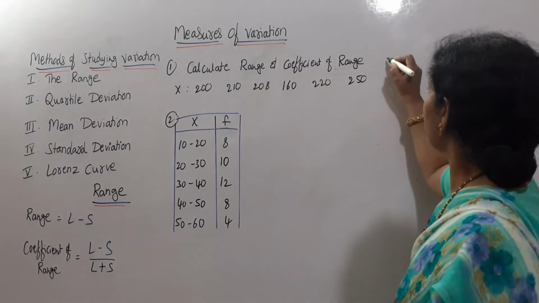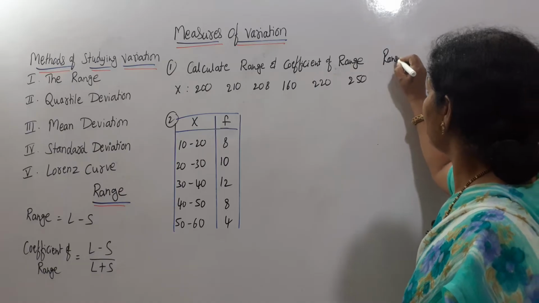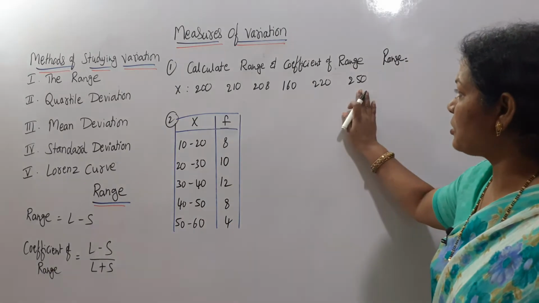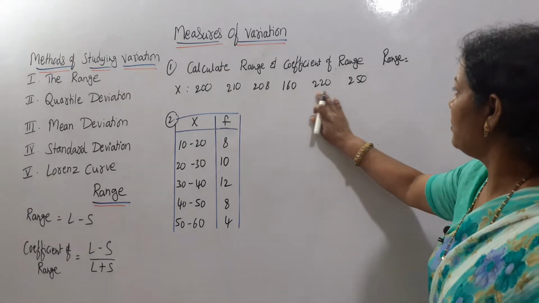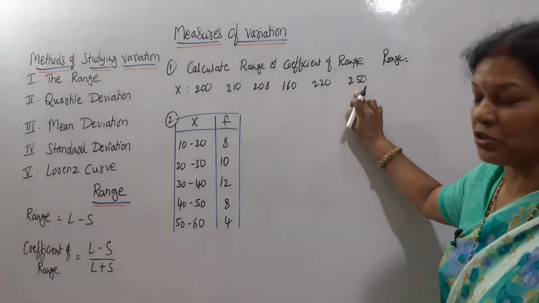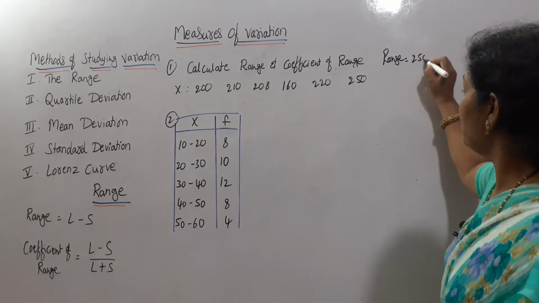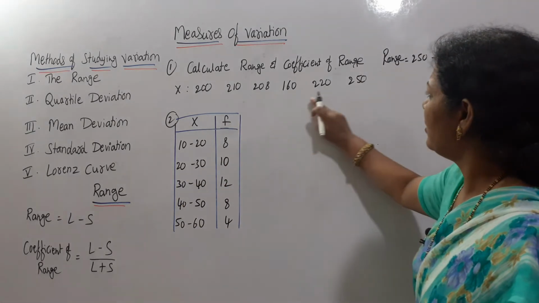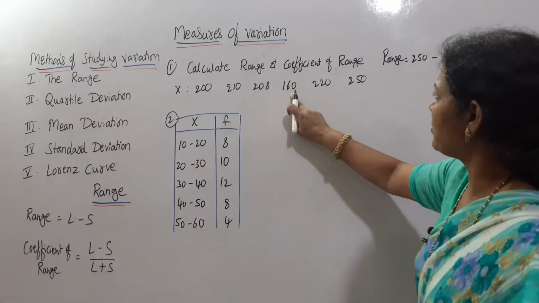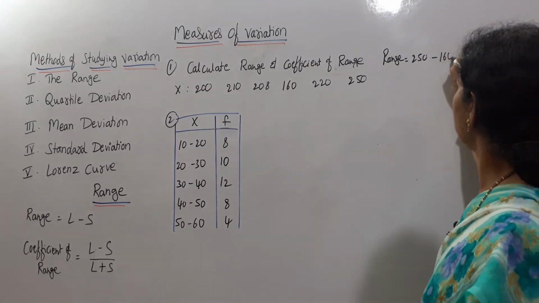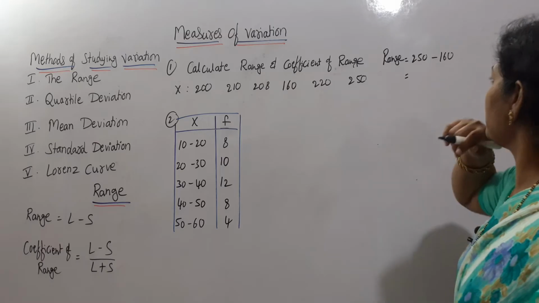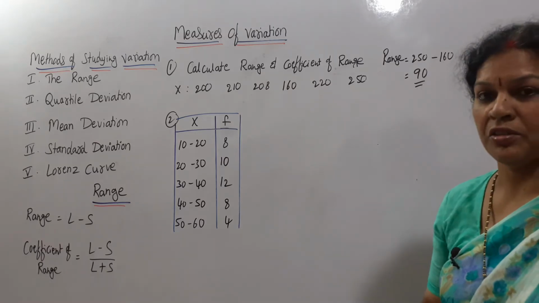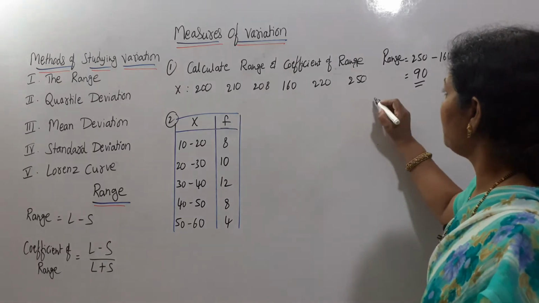So range is equal to, write the formula L minus S. L is here the largest value. What is the largest value here? 250 is the largest value. You have written already the formula, 250 minus the smallest value, which here is 160. 250 minus 160 comes to 90. 90 is the range.